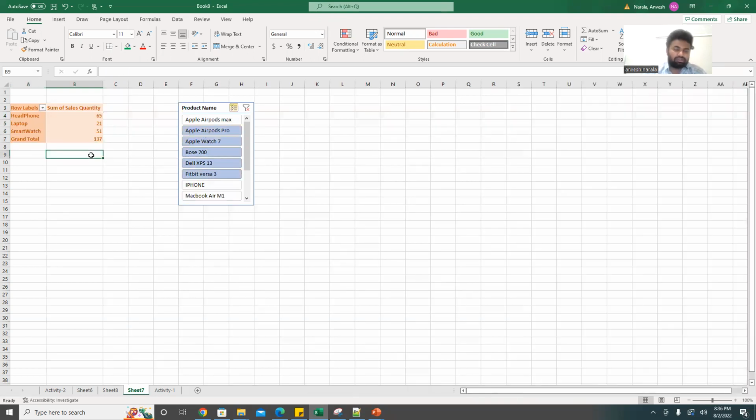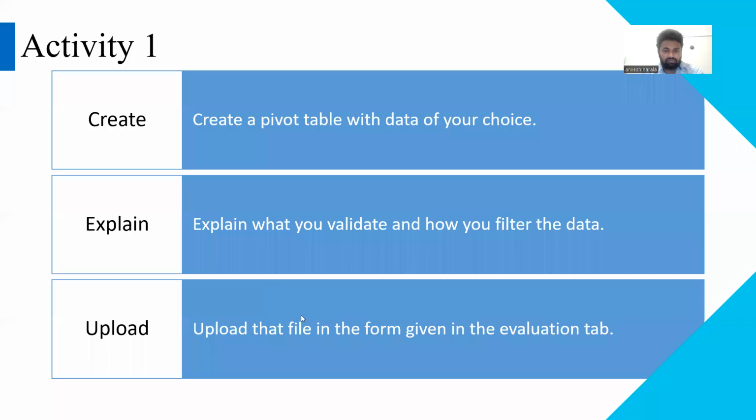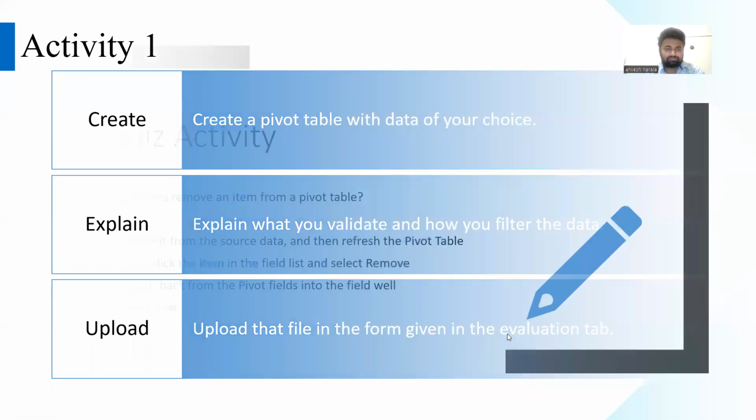Okay, here you can do the data validation and filter action, and you can generate an individual report and apply the styles. Just take your input raw data and work on one exercise, like data validation on how to filter the data, and upload that file in the format given in the evaluation tab.